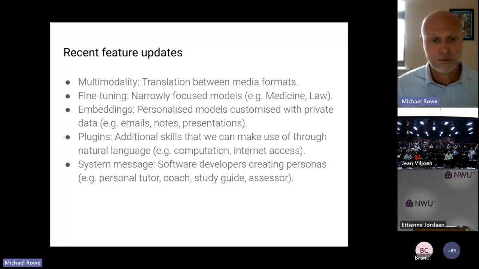And then the last thing that I thought was really important was what OpenAI calls system message. This is where software developers can create personas that you can interact with the model through. And we're already seeing examples that people are building around personal tutors, coaches, study guides, assessors. So rather than the language model being this generic language model, you can actually say to it, I want you to be a tutor. I want you to tutor me as if I were a first year physics student. You should assume that I know nothing about this topic, and I'd like to engage with you through a question and answer process. So when you provide ChatGPT with that kind of prompt, it then can take on a persona and it will interact with you as that persona or character.